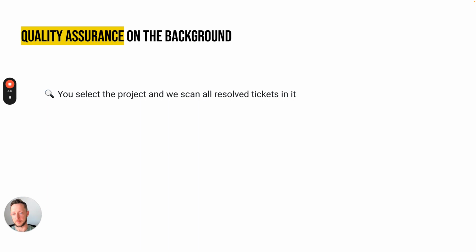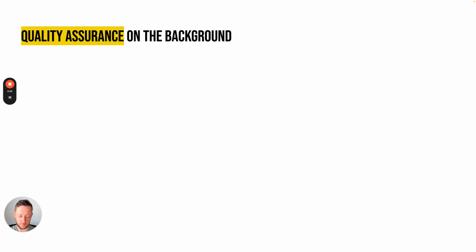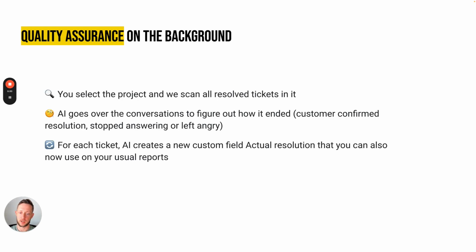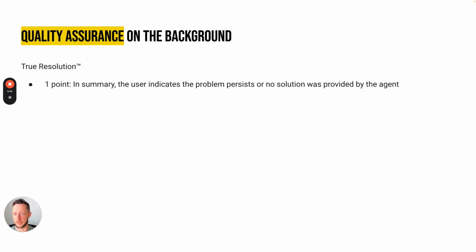So you select the projects. AI goes over all the conversations in that project and assigns for each and every ticket a new custom field, which is called true resolution, and a true customer satisfaction CSAT score, that you can now use in your regular reports in Jira.